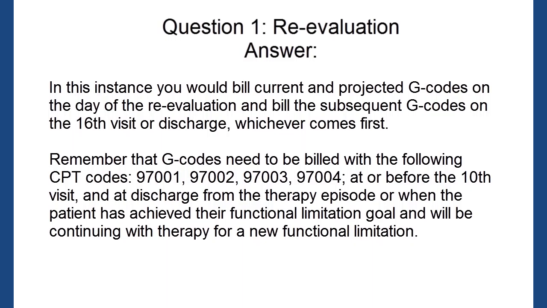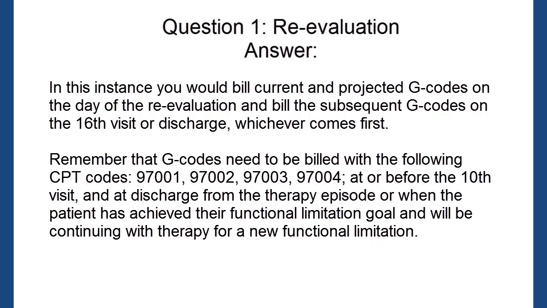Again, I'm not sure if this question is regarding a true reevaluation, 97002, or just the second evaluation of the functional G-code reporting. But the answer either way is that you would go ahead and bill current and projected G-codes on the day of a reevaluation, if it is 97002, and bill subsequent G-codes on the 16th visit, which is 10 days later, or at discharge, whichever one comes first.